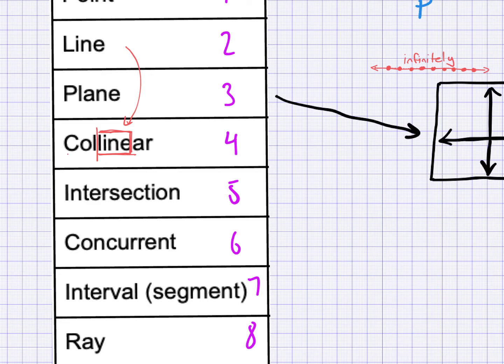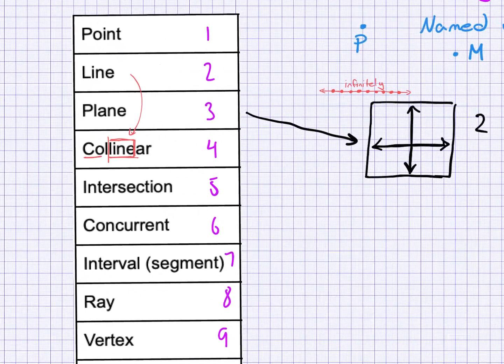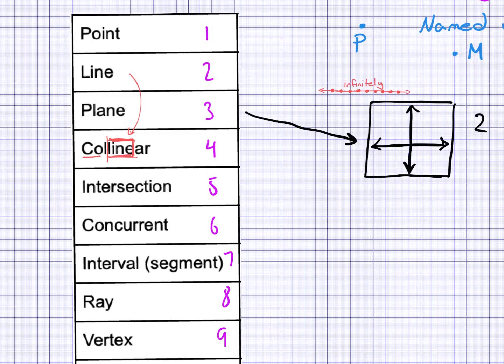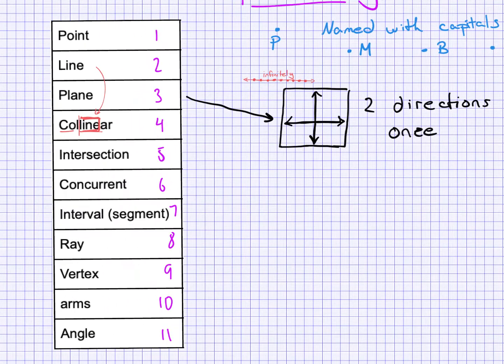Now co means together, and line. So starting to look at what this means now, we've got two parts: together and line. What we're looking at here is two or more points, and we might call them A, P, and Y, two or more points that are together on one line. That is collinear. So this is collinear.